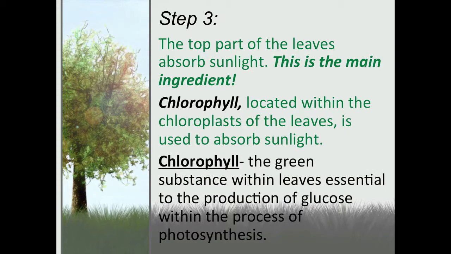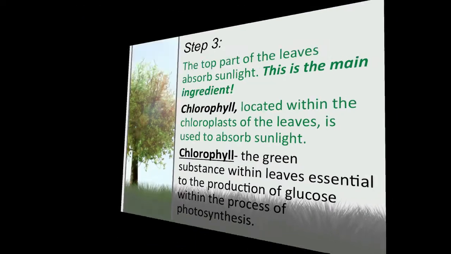Definition for chlorophyll: the green substance within leaves essential or important to the production of glucose within the process of photosynthesis. Again, chlorophyll, which is inside the leaves, absorbs sunlight. Chlorophyll is the green substance within the leaves essential to the production of glucose, sugar, within the process of photosynthesis.